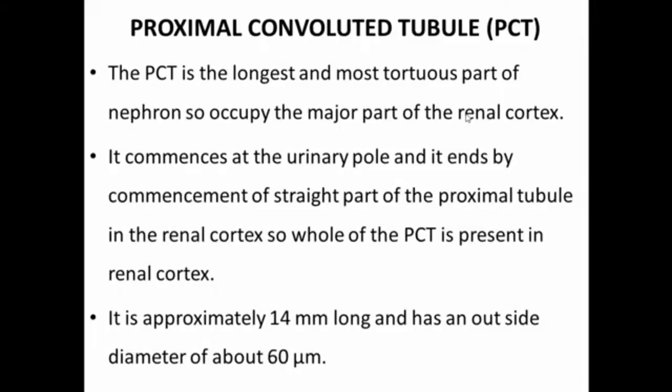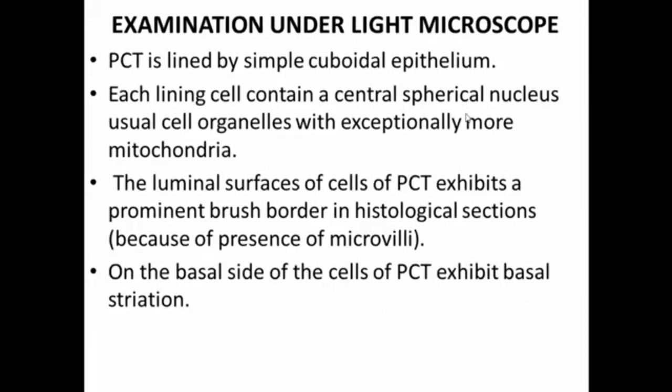Now just to repeat and to make you remember, the proximal convoluted tubule is the longest and most tortuous part of the nephron, so it occupies the major part of the renal cortex. It commences at the urinary pole and it ends by the commencement of the straight part of the proximal tubule in the renal cortex. So the whole of the PCT is present in the renal cortex. It is approximately 14 millimeter long and has an outside diameter of about 60 micrometer. PCT is lined by simple cuboidal epithelium.